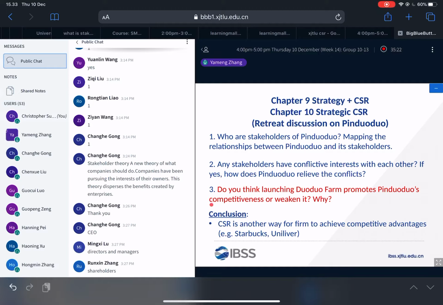The general conclusion for these two tutorials is that CSR is one way for a firm to achieve competitive advantage. However, whether CSR can help a firm to achieve competitive advantage depends on the external and internal environment. So it needs the students to do analysis on the external and internal environment of the firm and try to analyze whether CSR is strategically relevant.